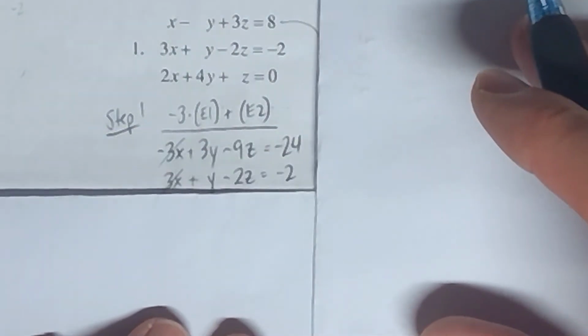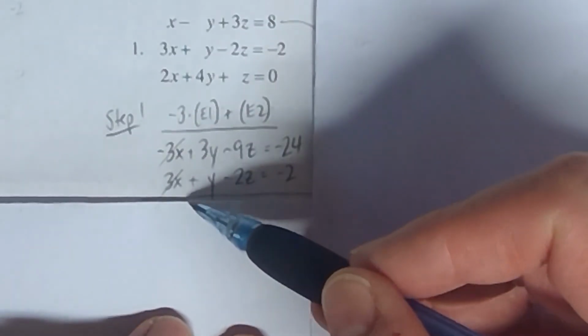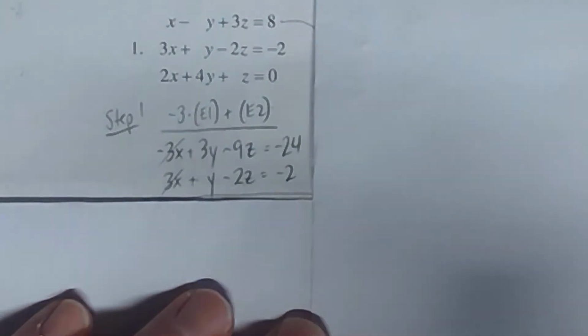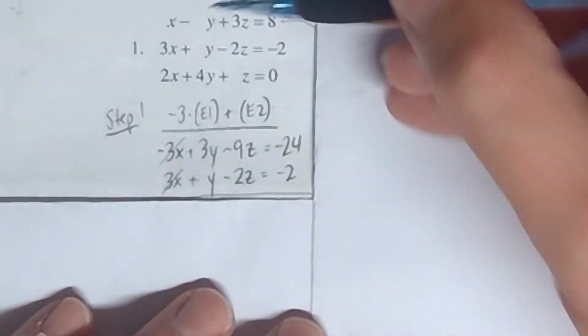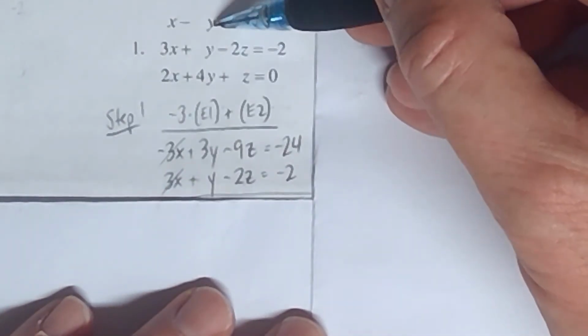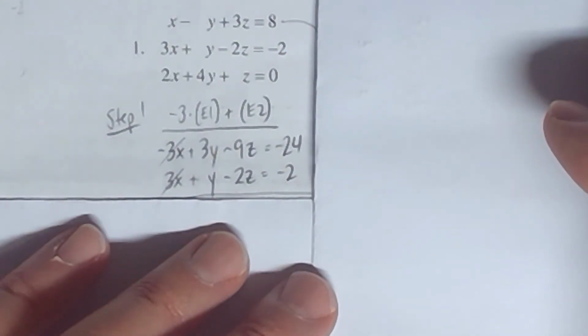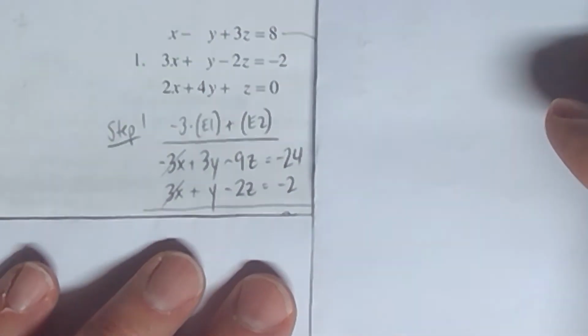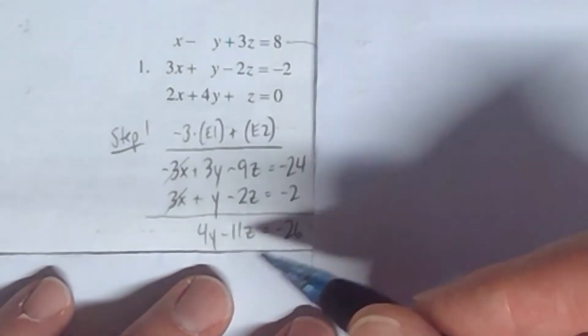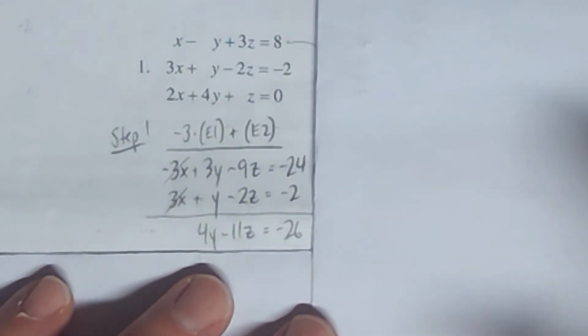So that I would get -3x and +3x. All right, again, you didn't have to do that. You could have eliminated the y's here. In fact, you could have done that without even multiplying, right? But it was just a choice that I made. I got 4y minus 11z equal to -26. Okay, so that's step 1.